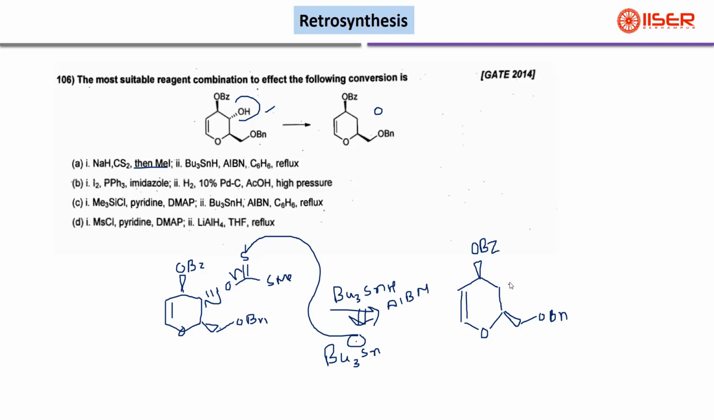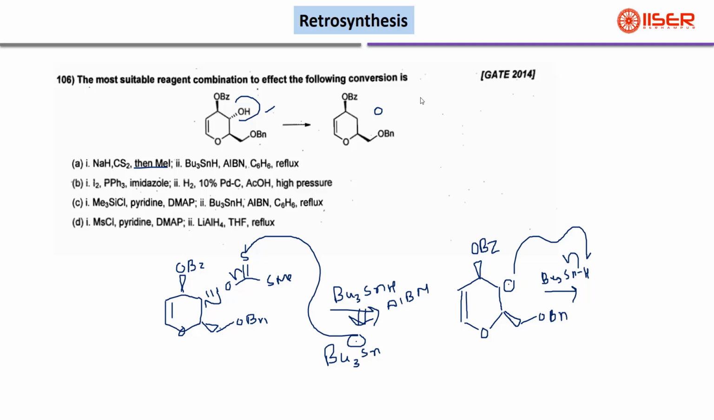One radical will be formed here. Now as Bu3SnH is still in the system, this radical will take a hydrogen radical from here.